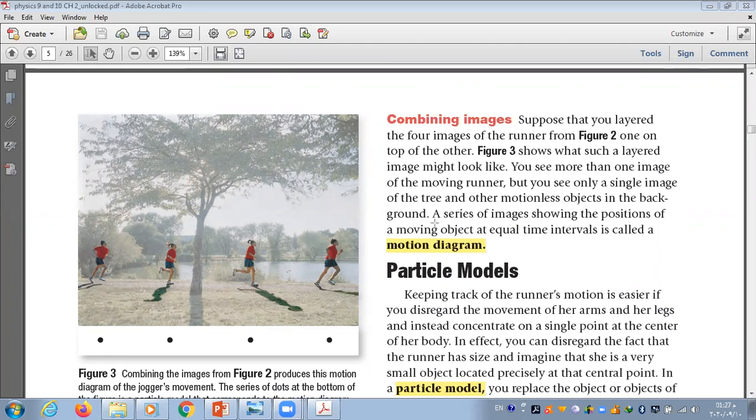This is the definition of motion diagram. What does it mean? A series of images showing the positions of a moving object at equal time intervals is called what, Shabab? Motion diagram. It's called motion diagram.